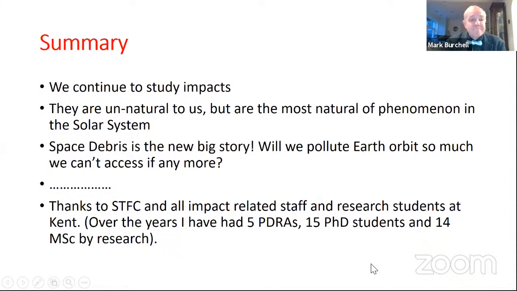So summary, we study impacts. They're not natural to us, but they are the most natural of phenomena in the solar system. Space debris is a big new story because we're littering space, I'm afraid, with bits of debris, bits of spacecraft. People worry for decades if we pollute Earth's orbit too much, you can't access it anymore. When we go to the moon, we might be doing the same, so we want to monitor that. And you can think of all the great things you can explore in the solar system via impact phenomena. And it's a long list, it's been going for decades and it will keep on going for decades.